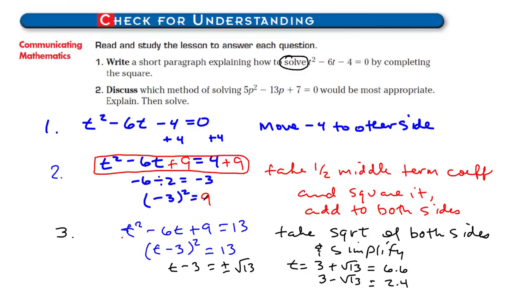So if we go back to this, it says, discuss what method of solving 5p squared minus 13p plus 7 would be most appropriate. So we've got 5p squared minus 13p plus 7. So let's discuss what method would be the most appropriate.